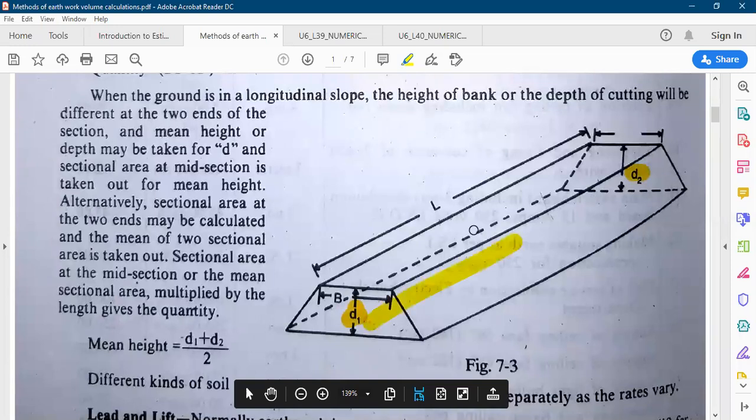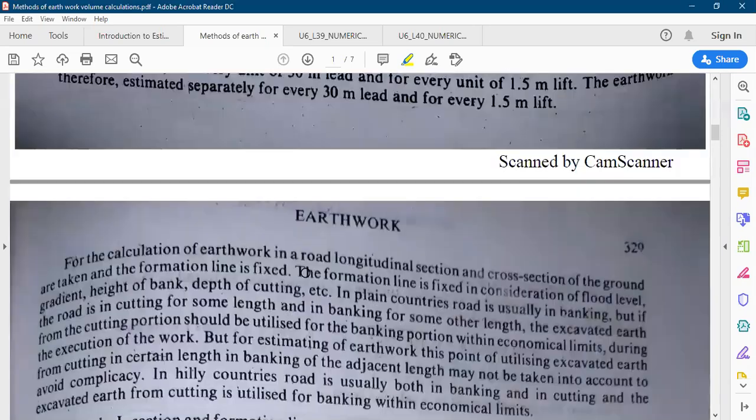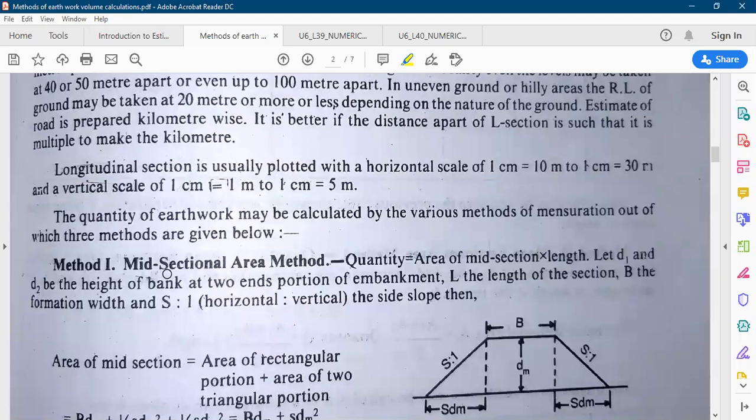Now sometimes you have to do filling in this complete portion, or sometimes you have to do the cutting, right, wherever the formation level is lesser than ground surface, right. So now in order to calculate this earthwork volume, we have to use the formula as we have shown in the previous slides, right. So now we can follow different methods, right. So the first method is the mid sectional area method, right.